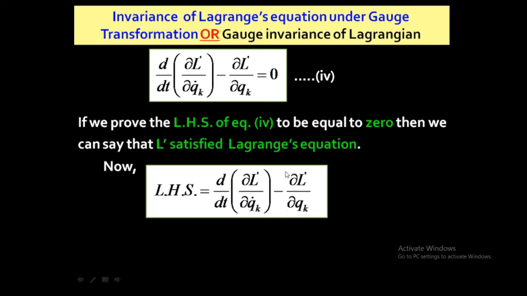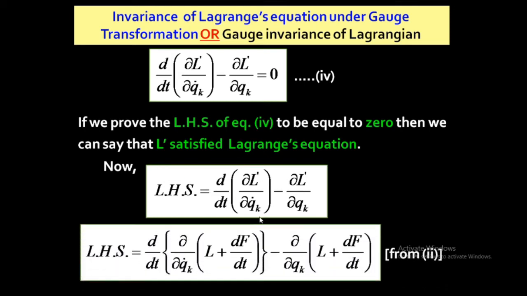I know the value of L dash. What is L dash? L dash is L plus df by dt, as I already told you in equation number 2. So in place of L dash, I can write L plus df by dt from equation number 2, because L dash is the gauge function, and the gauge function is L plus df by dt. So in place of L dash, I am putting L plus df by dt.